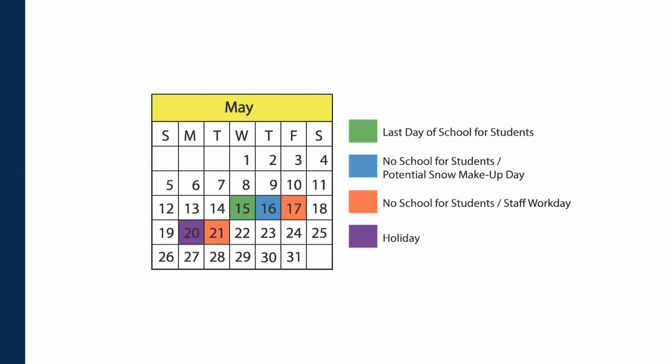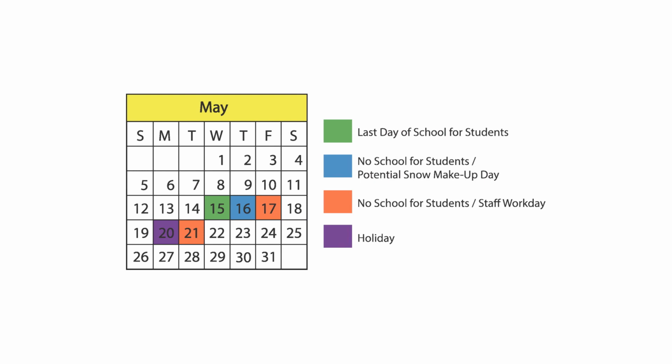Our last example, let's look at the all too familiar school calendar. This calendar heavily relies on color. The color chart indicates that green is the last day of school, blue is a snow makeup day, orange is a work day for staff, and purple is a holiday. For people who are able to distinguish colors, the calendar is easy to read.